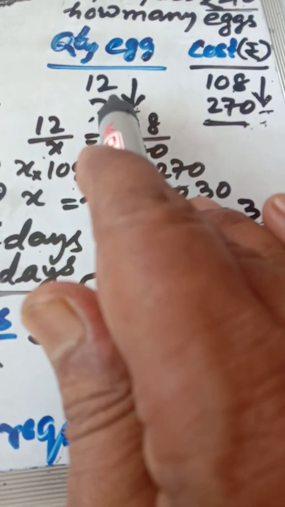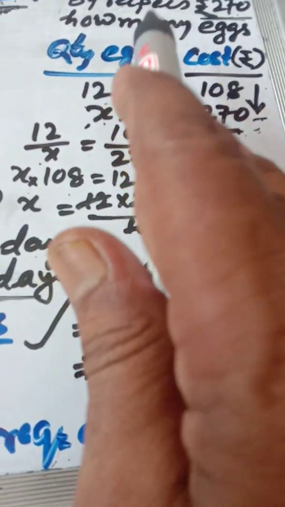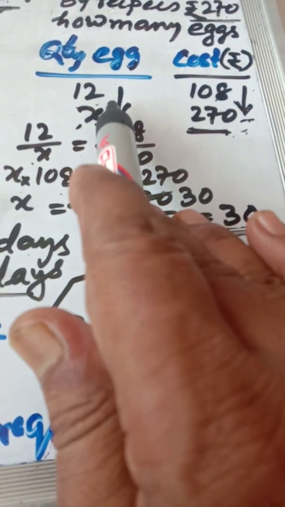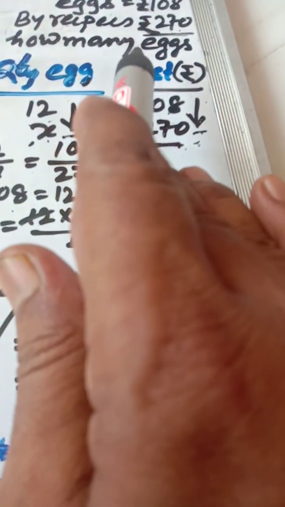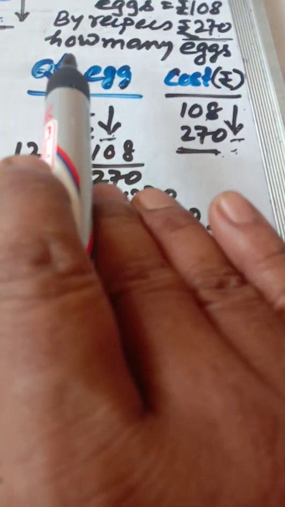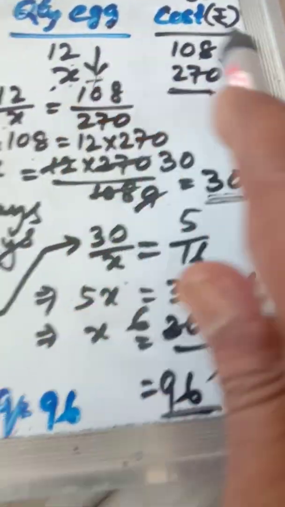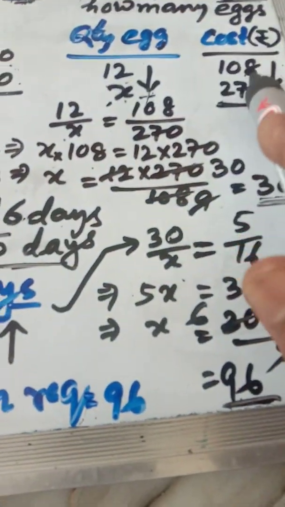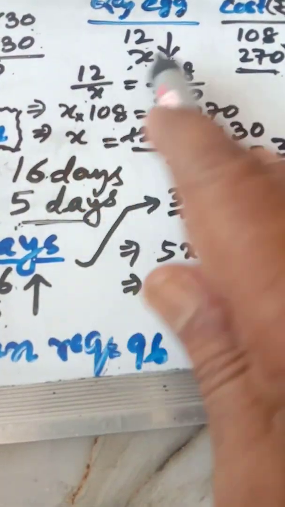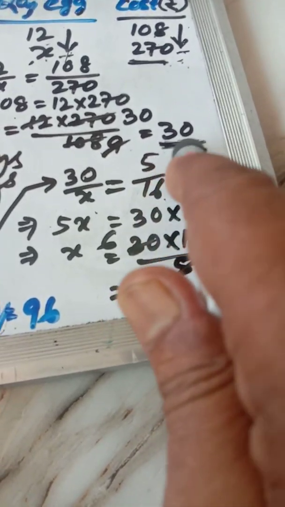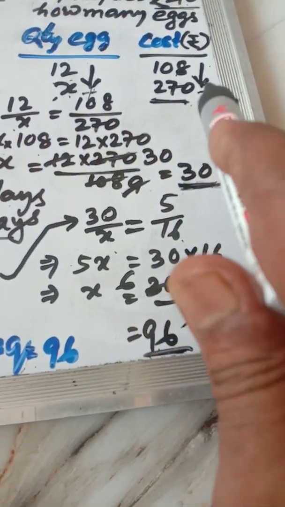Then, it is a direct variation sum, because if the quantity is increasing, the cost will also increase. That's direct variation. If due to an increase, an increase is happening, or due to a decrease, a decrease is happening, it is direct variation. If due to an increase, a decrease is happening, that is inverse variation. Okay, so put 12 by x is equal to 108 by 270. Then go for cross multiplication and find the value of x. You will find you get 30 eggs for rupees 270.